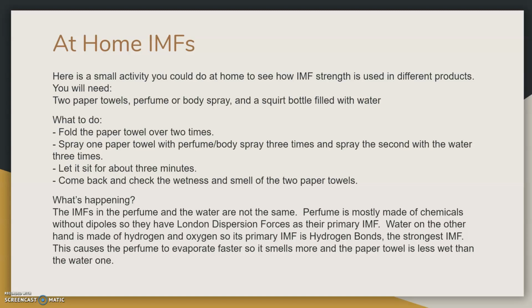What's happening? The IMFs of the perfume and the water are not the same. Perfume is mostly made of chemicals without dipoles, so they have London dispersion forces as their primary IMF. Water, on the other hand, is made of hydrogen and oxygen, so its primary IMF is hydrogen bonds, the strongest of the IMFs. This causes the perfume to evaporate faster, so it smells more than the paper towel and is less wet than the water one.